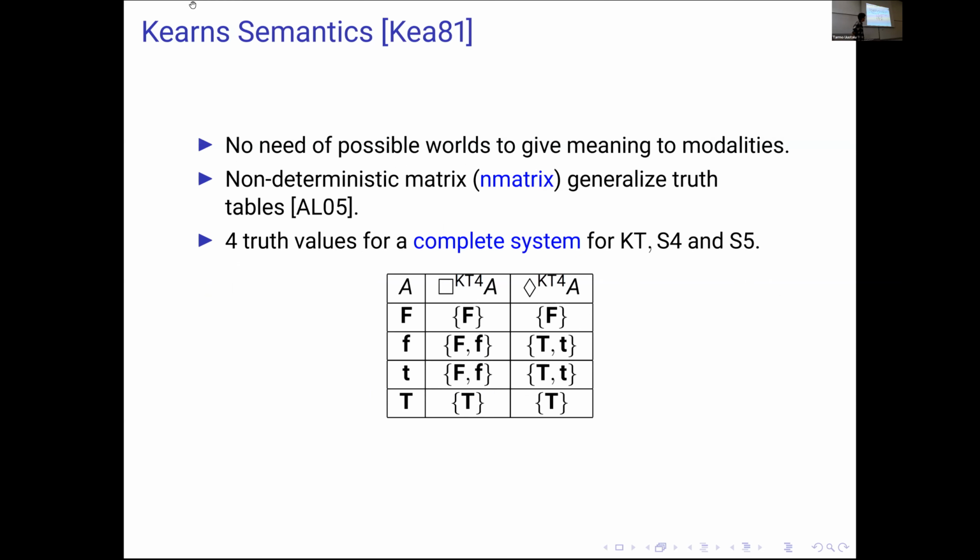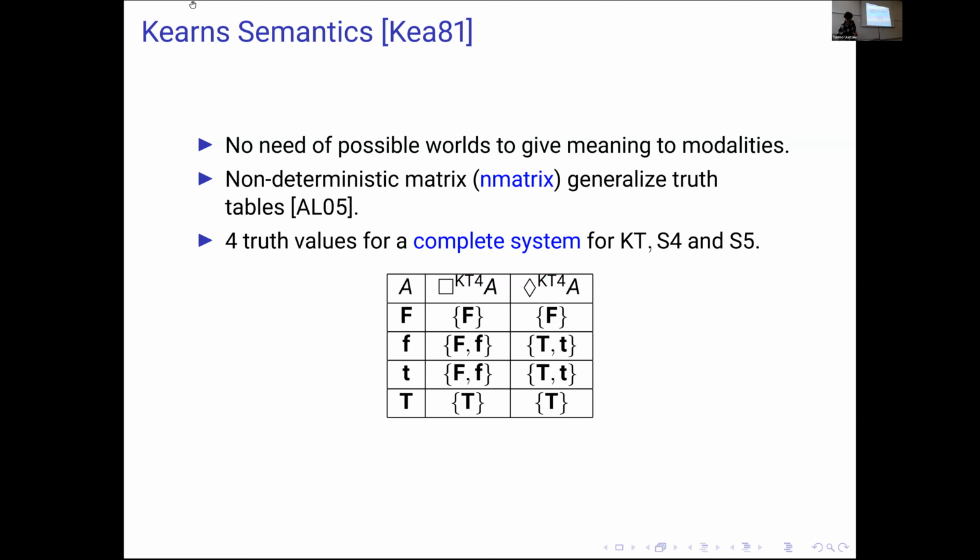But then in the 80s, Kearns proposed a different semantics for modal logics. And as I'm going to show you later in a quote, he didn't believe in this notion of worlds for explaining modalities in modal logics. So the idea is the following. He has a non-deterministic matrix semantics. I'm going to tell you the meaning of these values. So we use this system for these logics, T, S4 and S5, using only these 4 values. So this is the matrix.